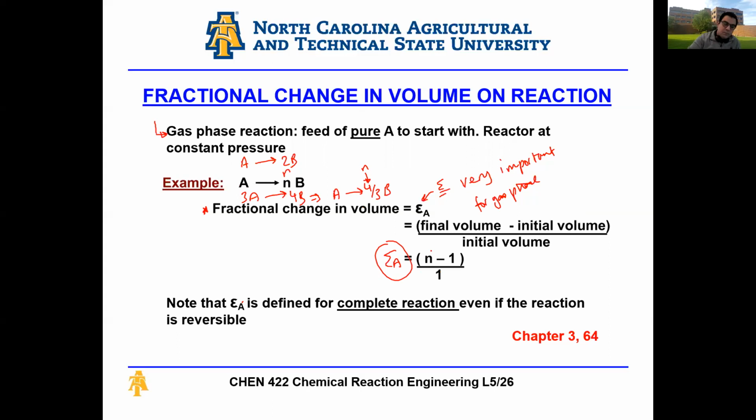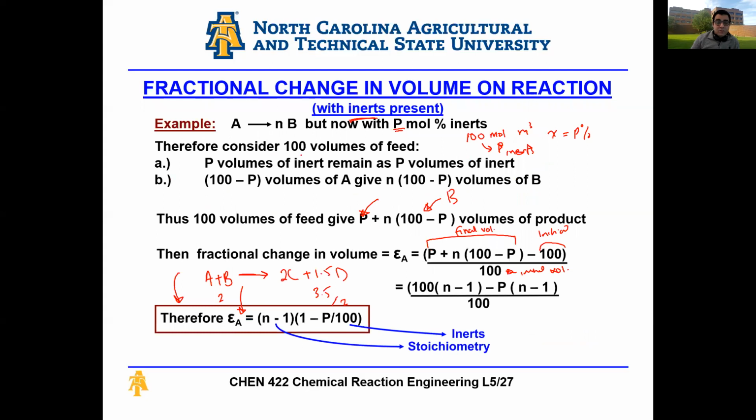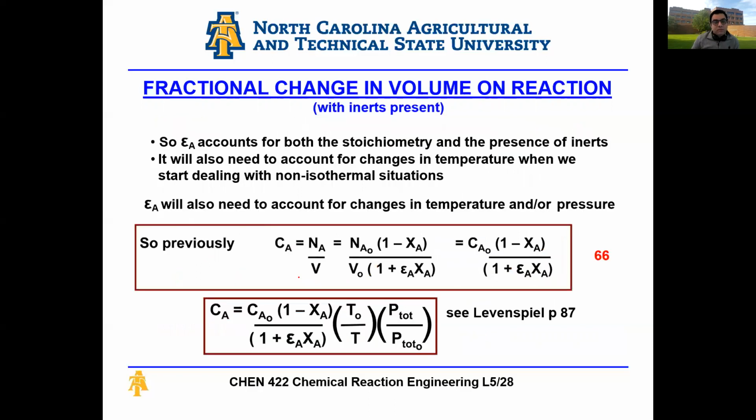Okay. For the case where you have an inert and you know the concentration or the composition of inerts in your feed, you can use this equation directly. Where again, N is your stoichiometric parameter, and P is the composition of inerts in your feed. All right.